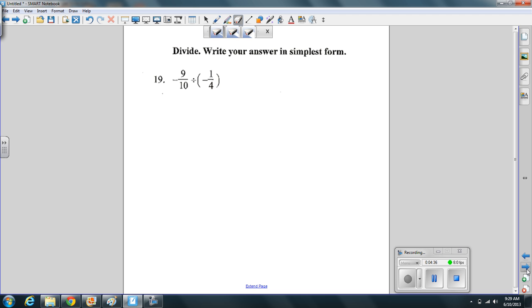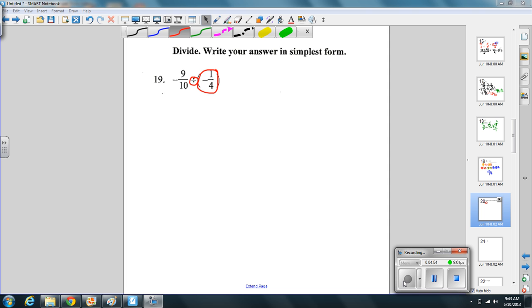All right, for number 19, we'll be dividing. Write your answer in simplest form. Remember, dividing by a number is the same as multiplying by the reciprocal. So we can change this, and we just flip this. We're not changing the signs.